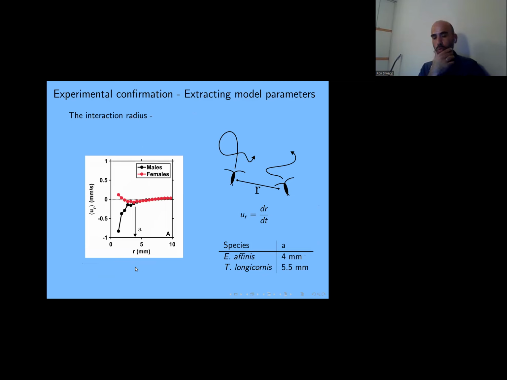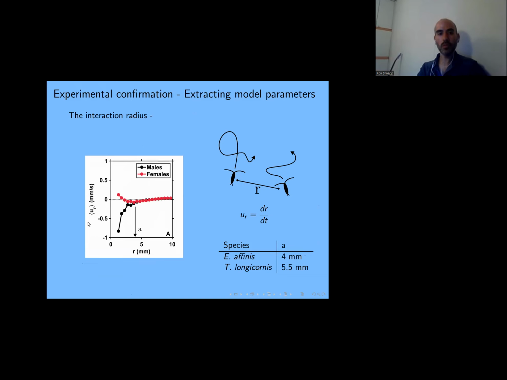In order to try and see if our experiments and the model correspond to one another, we have to measure the parameters of the model using the results of the experiment. The model basically has two important parameters. The first one is the interaction radius. So we need to be able to measure the interaction radius independently of the clustering probability in order to confirm our model.